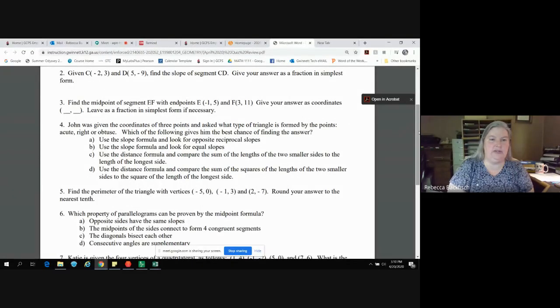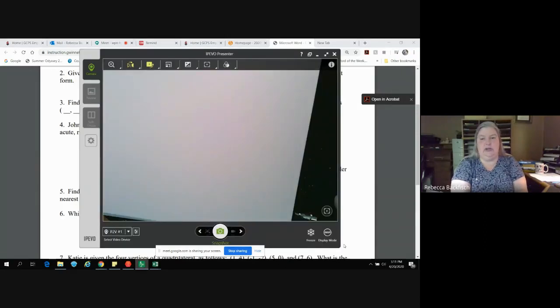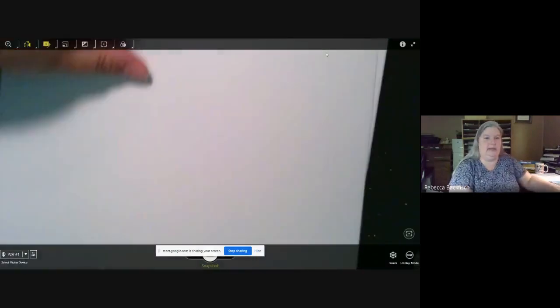Number 4. John was given the coordinates of 3 points and asked what type of triangle is formed by the points: acute, right, or obtuse. Which of the following gives him the best chance of finding his answer? Okay, so here's what he needs to do. Can you guys see my piece of paper now in my hand?